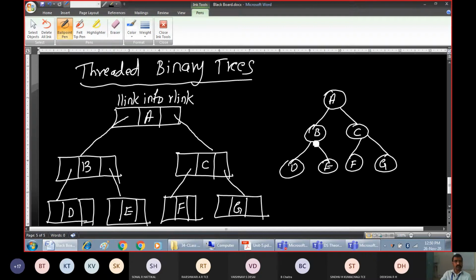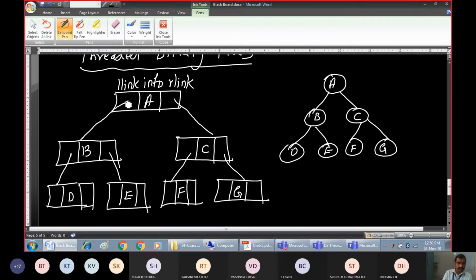So given this tree, these are the pointers. Left link, it is the pointer location. This is also a pointer location. This is also a pointer, which is nothing but an address. This is also an address. This is also one address. This is also one address.